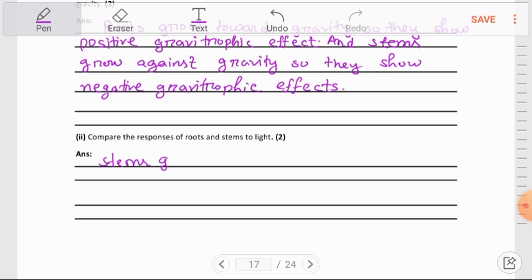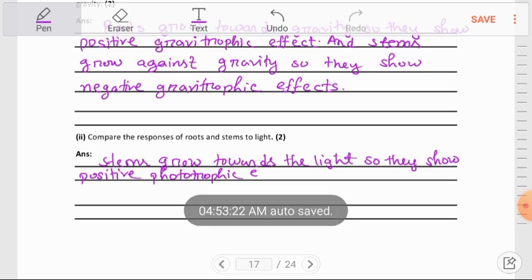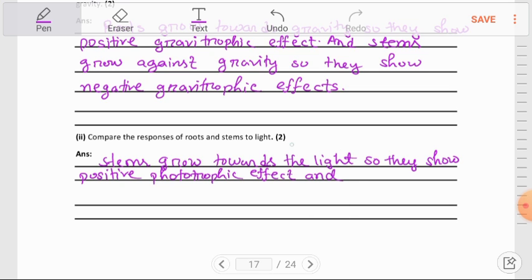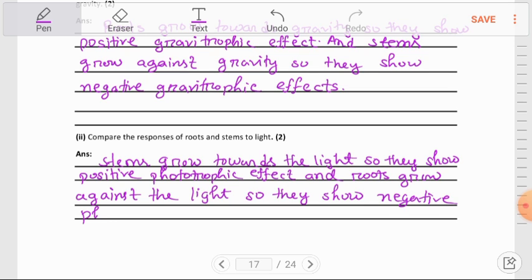Stems grow towards the light, so they show positive phototropic effect, and roots grow against the light, so they show negative phototropic effect. And with this, our entire question number 7 ends. I hope it was clear. Moving to question number 8.